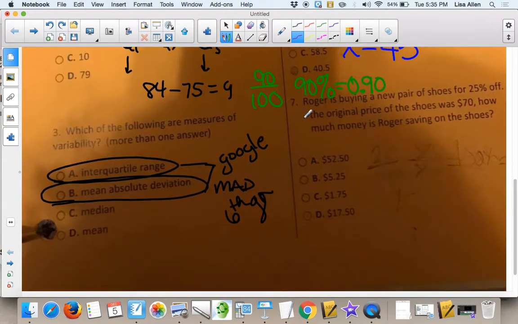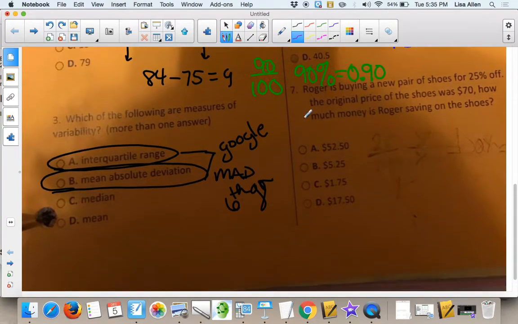So Roger is buying a new pair of shoes for 25% off. The original price of the shoes was $70. So the original price of the shoe is $70. And it's good when we can buy things on sale. I'm going to write that: that's the original. So the question isn't asking how much he is paying. It's asking how much he is saving.